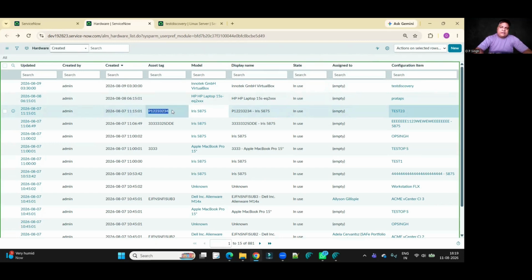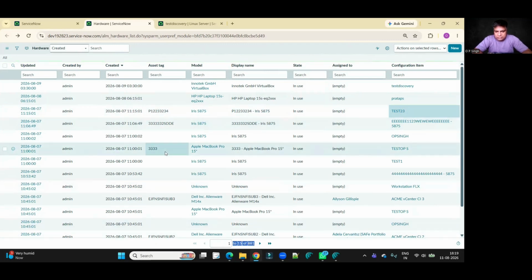Right now this is a demo PDI, so the data is very small, only 800 records. But you can see this is how we can add the data. We can add the data via catalog, which means via automation, or somebody will open the hardware table and create the asset. Now let me show you my document.